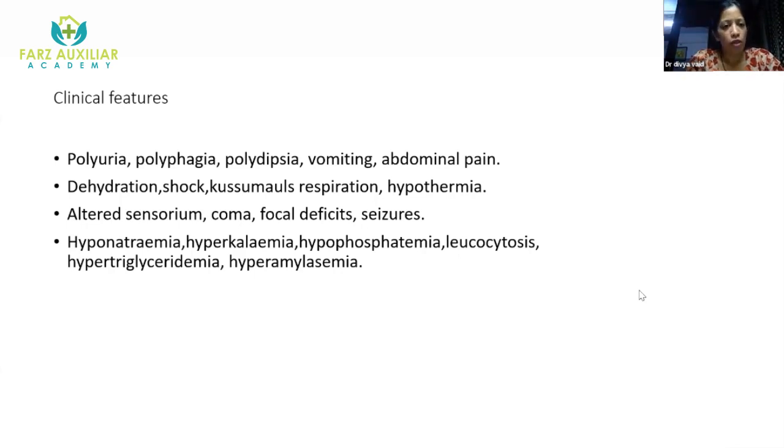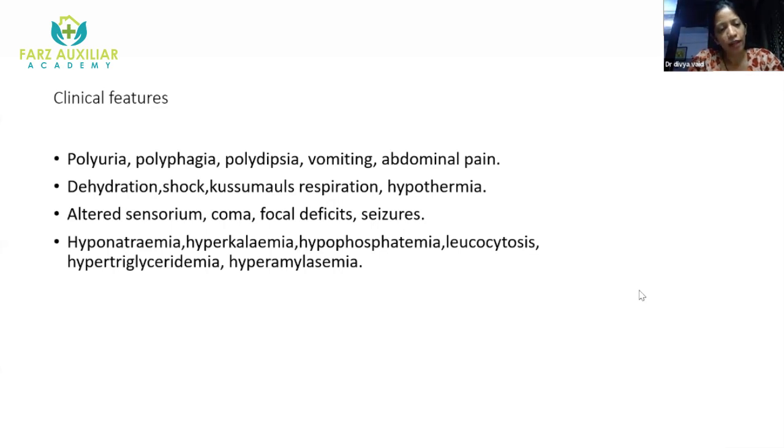So what happens to the sodium levels? There is hyponatremia. This hyponatremia is mostly because of a dilutional effect. Because glucose is an osmotically effective solute, it causes more fluid shifts into the intravascular compartment, and there is a dilutional hyponatremia. Also, there may be associated diarrhea and vomiting, which again cause a sodium loss. Glucosuria also causes a sodium loss.